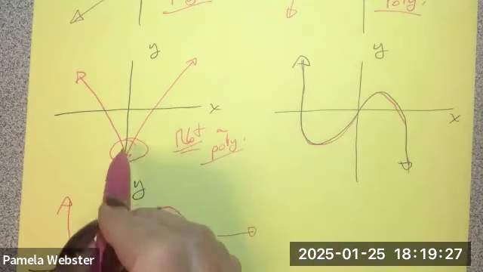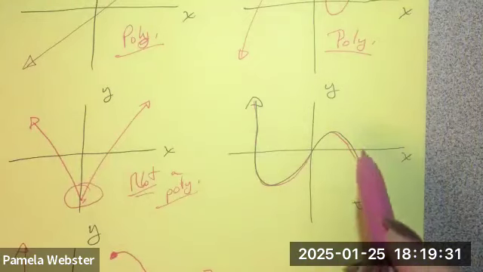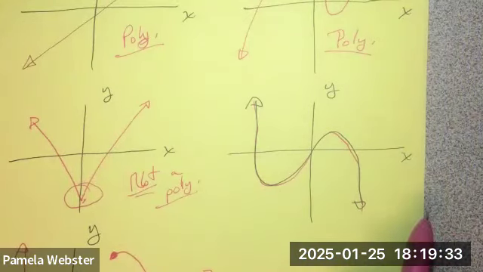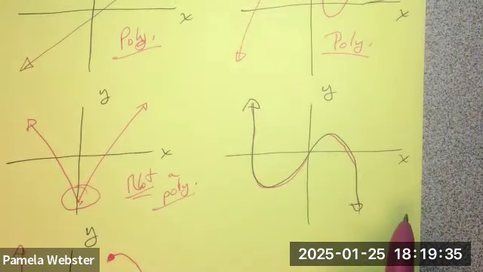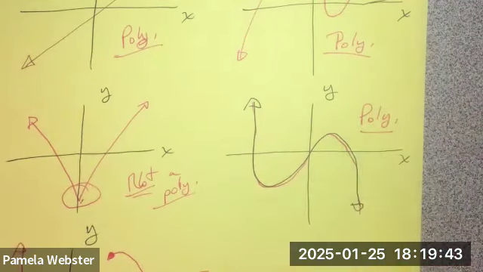Okay, we know it because we see that V shape. And then this one, this is actually a cubic equation, right? It goes 3 different directions. Is it nice and smooth? Yes, no corners. And is it continuous? Yes. So again, a polynomial.